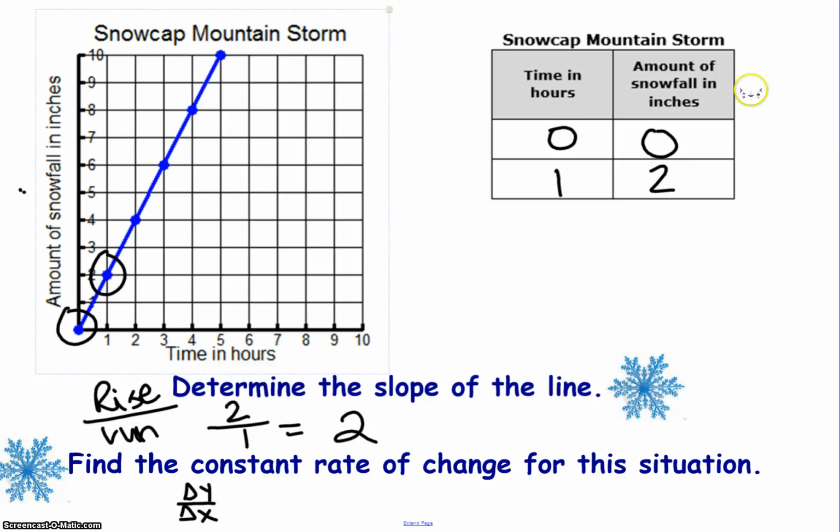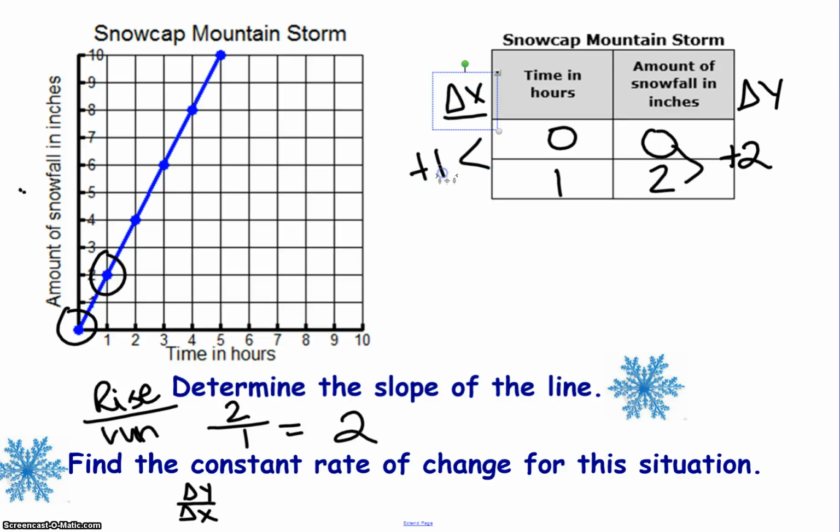Now to find the rate of change, you need change in y. So change in y would be positive 2. Change in x would be positive 1. So you come down here, your change in y is 2, and your change in x is 1, so that simplifies down to 2. We talked about yesterday in class that the slope of a line and the rate of change would be the same. We found that on the sheet that we did in class.